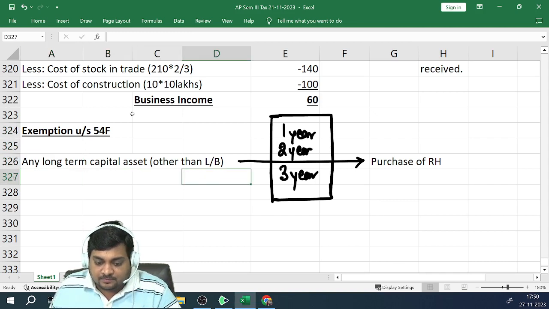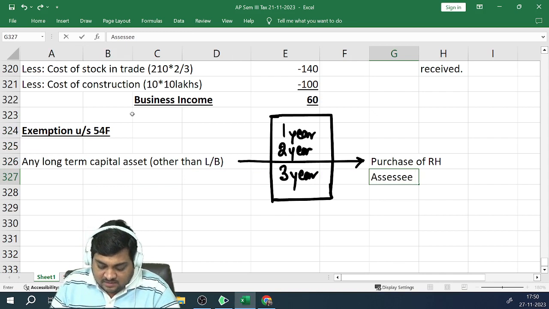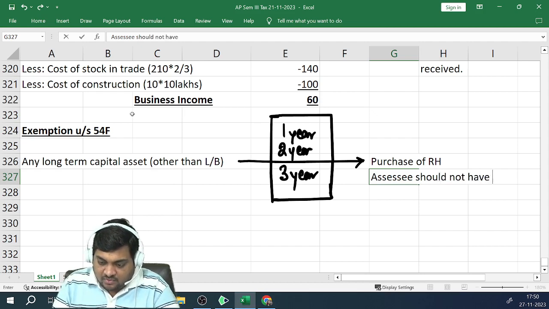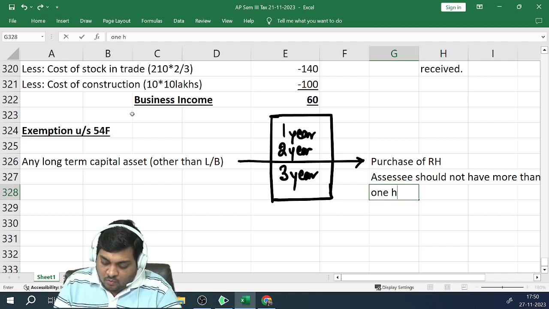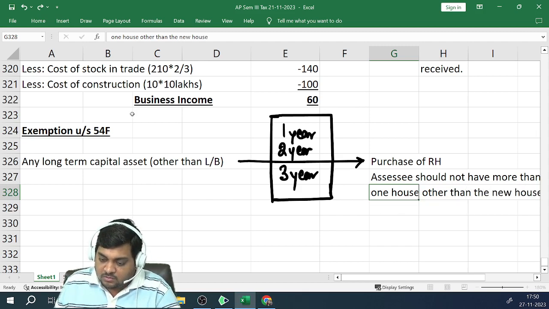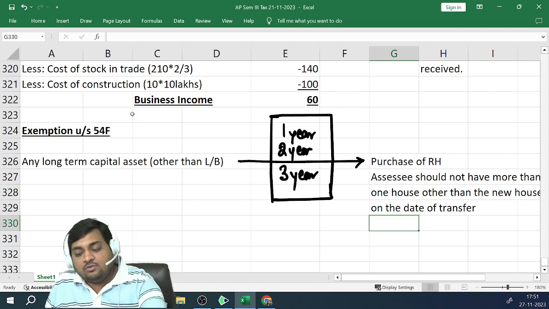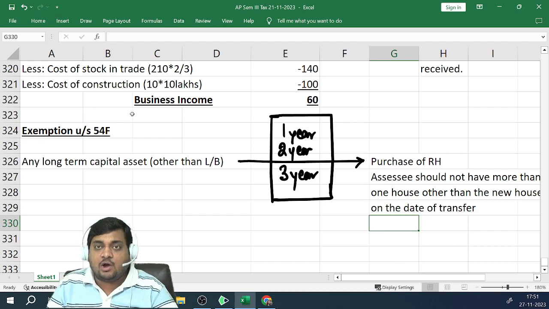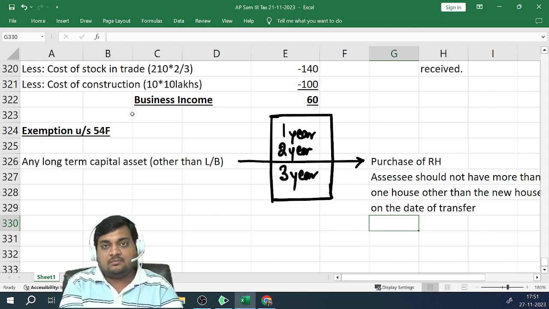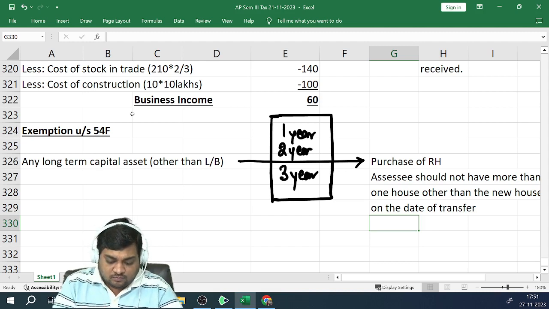Now there is one condition. The assessee should not have more than 1 house other than the new house on the date of transfer. You should not have more than 1 house other than the new one. Suppose I purchased a new house 1 year before. So on the date of selling any other asset, I am having this new house on which I am going to claim exemption. Right? Apart from this, you can have only 1 old house. You cannot have 2 old houses.